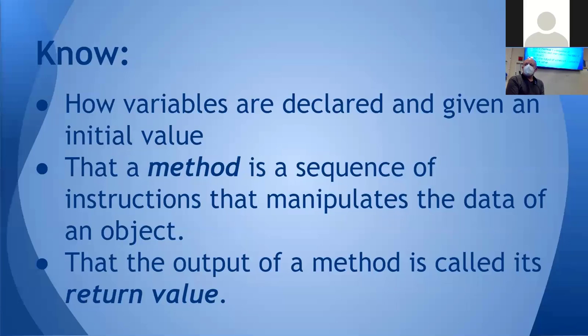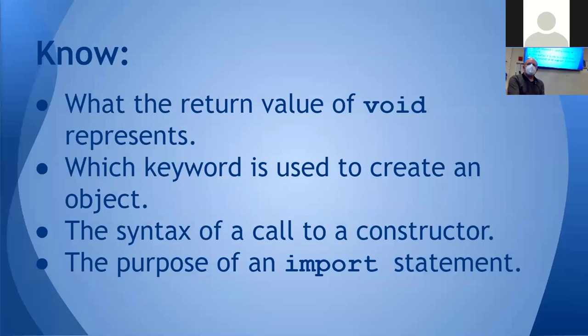Also know that the output of a method is called its return value. Some methods don't return anything, so their return value is set to void. But a lot of methods have a return value. Say it does some kind of torturous calculation and spits out the result. More things to know: know what the return value of void represents. Again, void represents that this method doesn't return a value. So if you try to assign the output of this method to something, it's not going to work because it doesn't return anything.